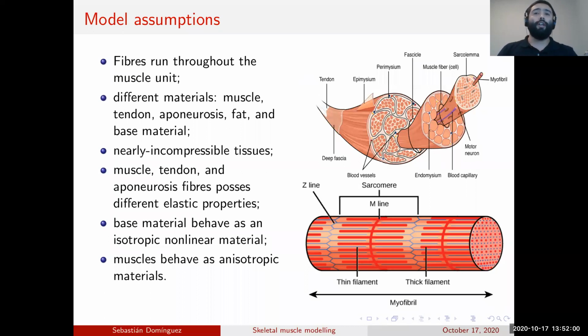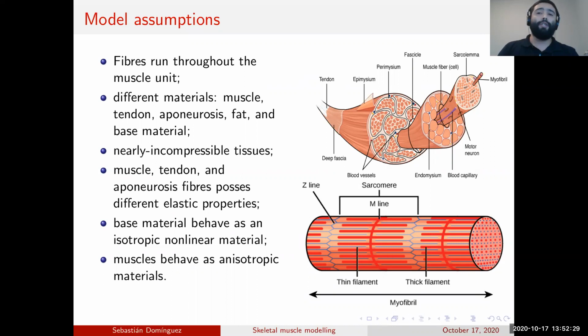We assume it's nearly incompressible. Each of the tissues, the muscle, tendon, and aponeurosis, have fibers. The muscle fibers are a bit different from the tendon and aponeurosis fibers. In a tendon and aponeurosis, they are mainly composed of collagen, okay, which gives them different elastic materials. And they can't be activated like the muscle fibers, right?